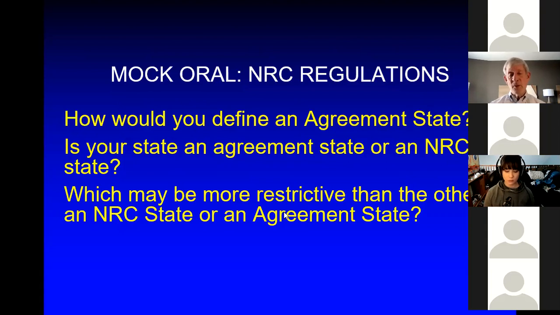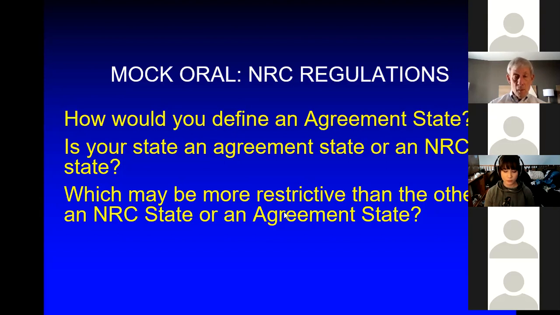Okay, how would you define an agreement state? So I'm going to define it for you. An agreement state is a state that has signed an agreement with the federal government, with the NRC, stating that the state will do all of the regulating and all of the inspecting, but will follow the NRC guidelines. Now, the NRC guidelines are going to be the threshold. Which may be more restrictive, the NRC or the agreement state?